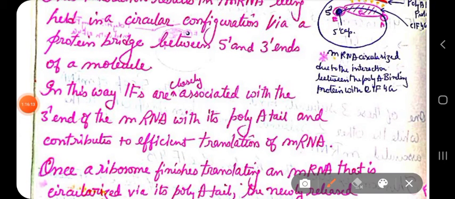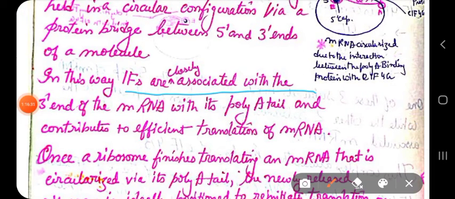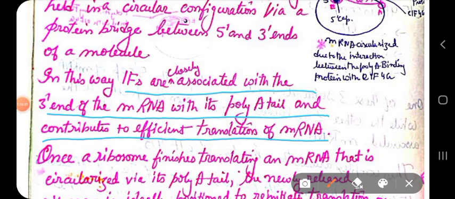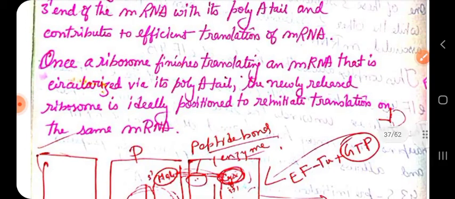In this way, the EIFs are not IF, EIF. IF is related to prokaryotic initiation factor, but when I say EIF, E is for eukaryotic, I for initiation, F for factor. So these EIFs are closely associated with the 3' end of the mRNA with its poly A tail and contribute to efficient translation of the mRNA. So in this way, the interaction of the EIF with the poly A tail and the 5' cap makes a circular configuration of the mRNA. Okay.